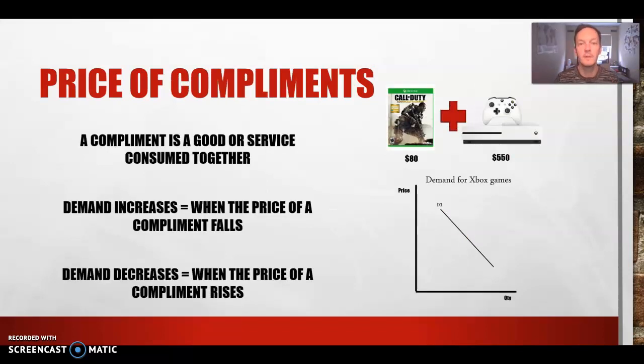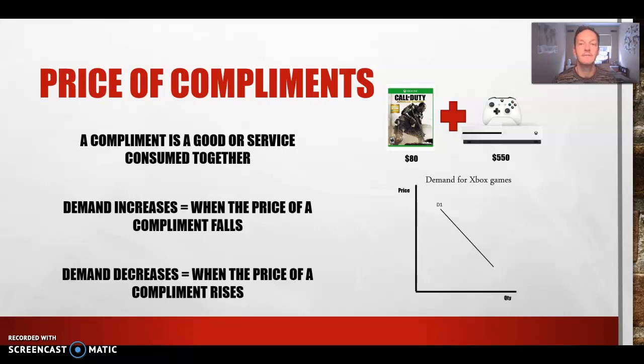Did you remember price of complements? Complements are kind of the opposite of a substitute. So a complement is a good or a service that is consumed together. And the example I'm going to use here is a console and a console game. You are going to consume these 2 things together, but you're going to purchase them separately.